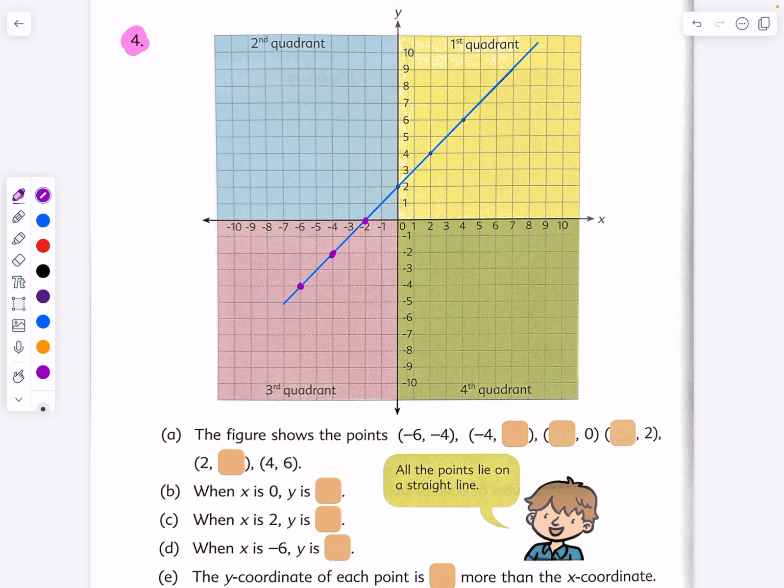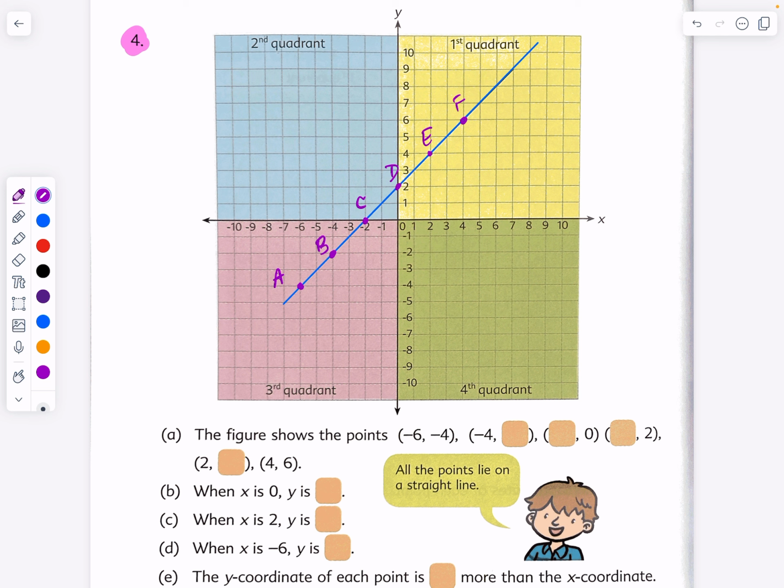1, 2, 3, 4, 5, 6. What I would like to do is label them with capital letters: point A, point B, point C, point D, point E, and point F. And as you can see, points A through F lie on the same straight line, which means they belong to this straight line. The figure shows the points.